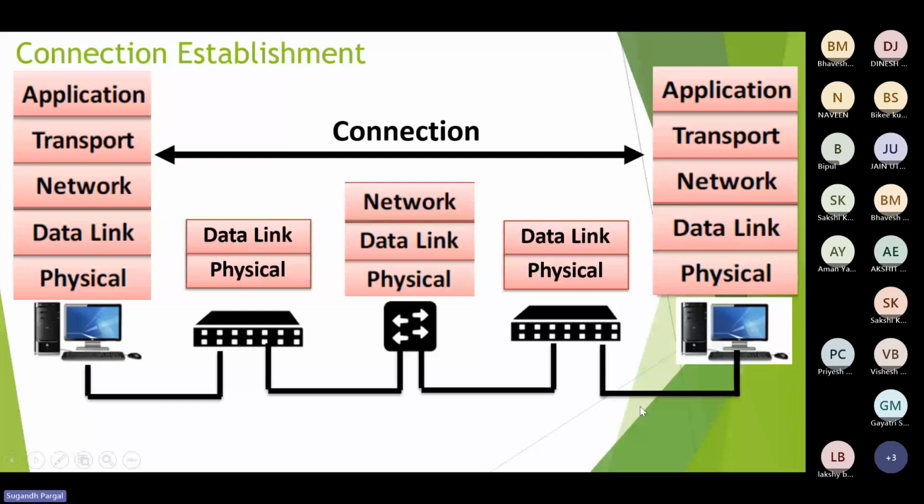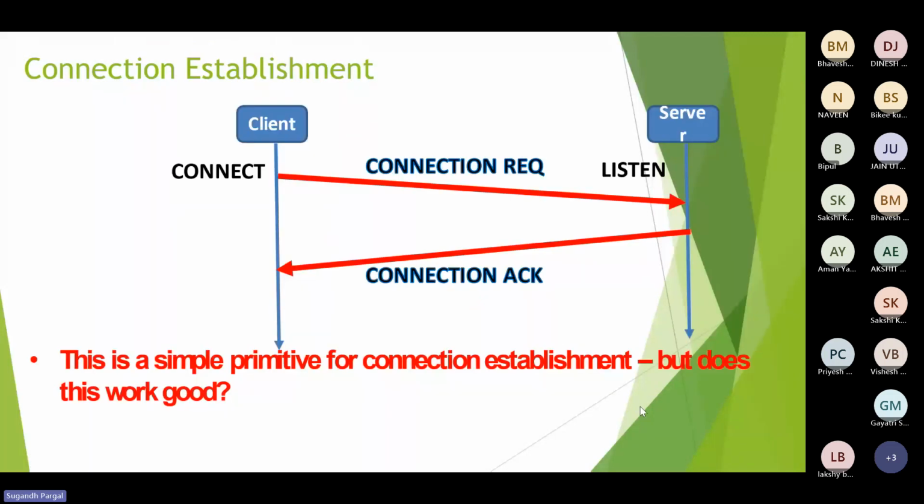So what happens in a connection establishment phase? Last time we studied the client-server architecture, and in that architecture, the server always listens to the request being made by the client. So the client sends a connection request to the server, and the server then listens to that connection request and gives an acknowledgement back to the client that the connection is established. So this finally established the connection.